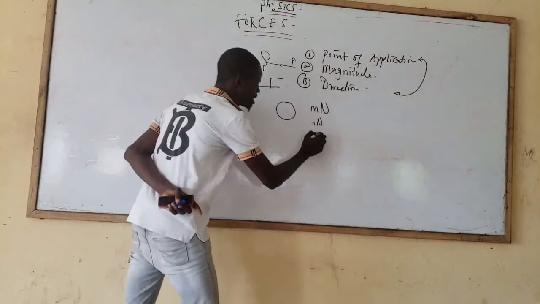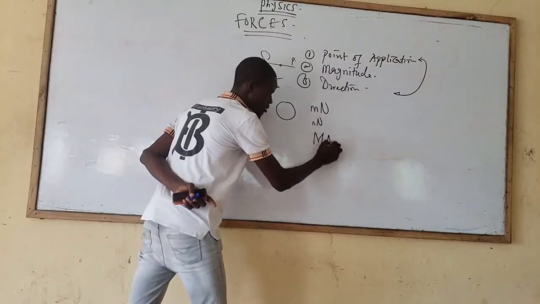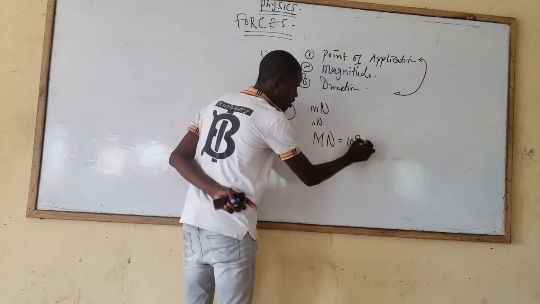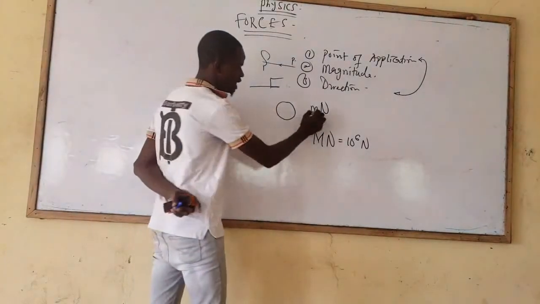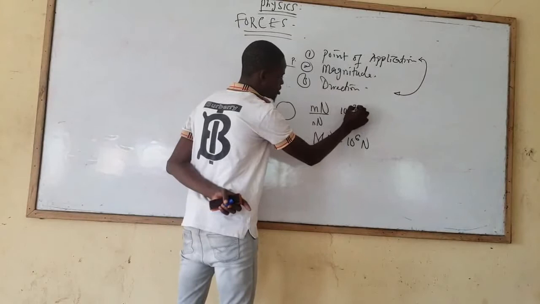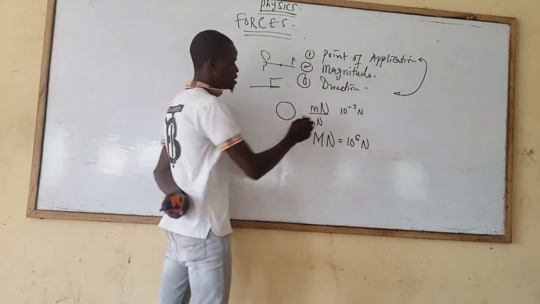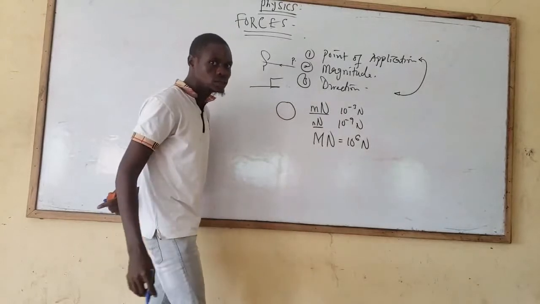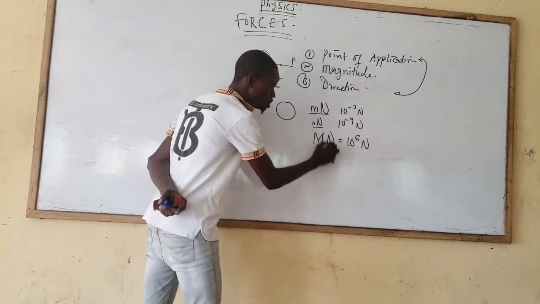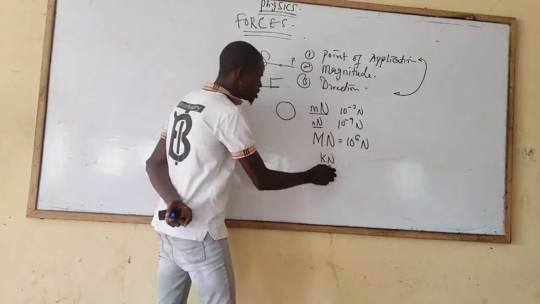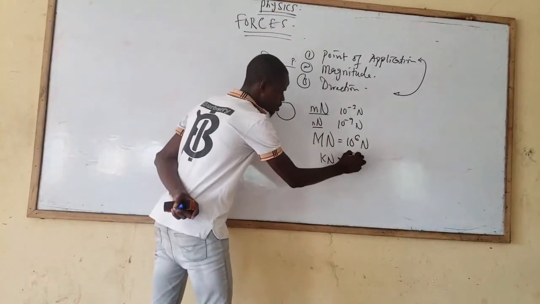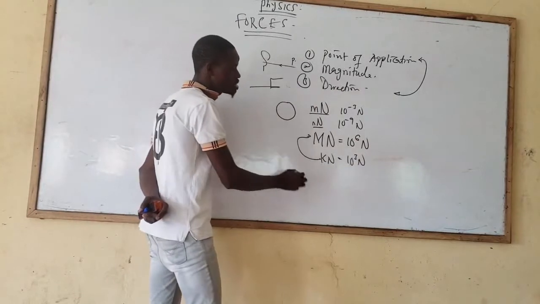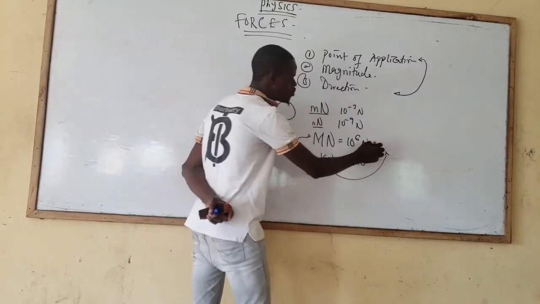Now, take a look. We can have a meganewton. Meganewton is simply 10 raised to power 6 of a newton, unlike the millinewton that is 10 raised to power minus 3 of a newton. Nanonewton is 10 raised to power minus 9 of a newton. You can also have kilonewton, which is 10 raised to power 3 of a newton. You see, the meganewton and the kilonewton are larger units of force.